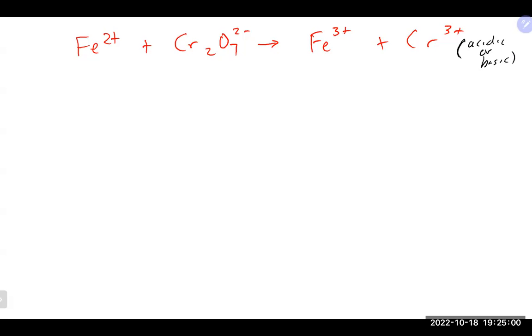So the first thing that you would want to do in this particular case is break this reaction off into its half reactions. One should be an oxidation half reaction. One should be a reduction half reaction. It may be helpful for you to figure that out at the beginning.